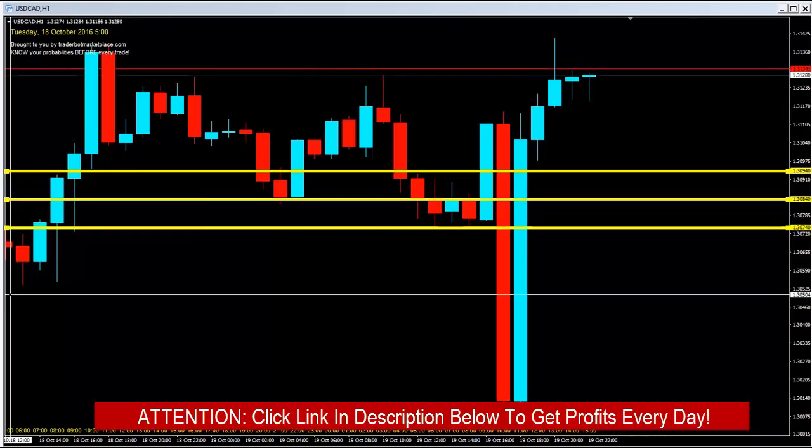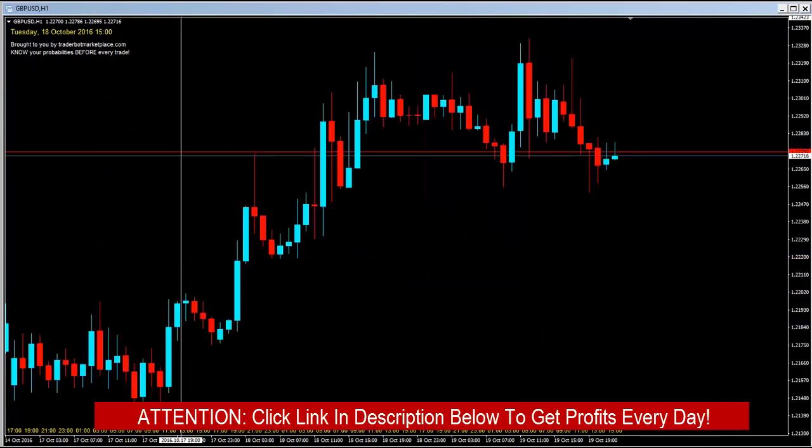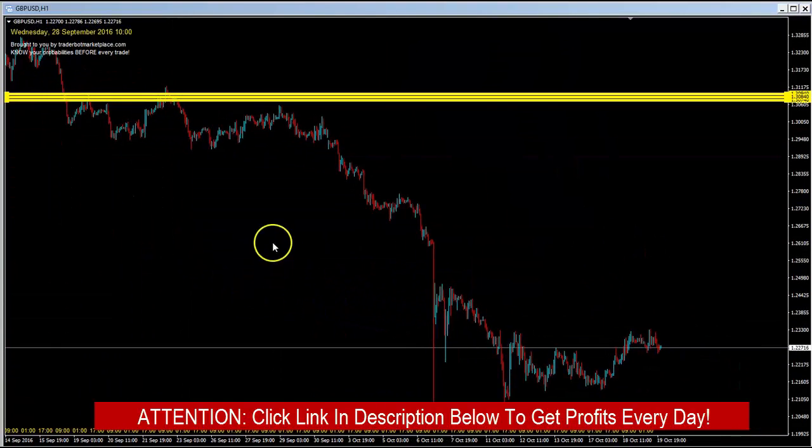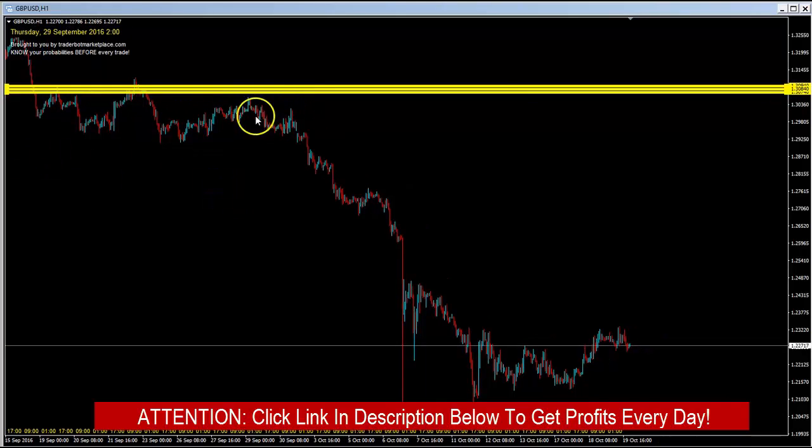Let's look at British pound, US dollar. What happened to this thing? Okay. Let's say you had bought some here, and then bought some here, and bought some here, and bought some here, and bought some here, and bought some here, and bought some here, and bought more, and bought more, and bought more. Come on. It's stupid. It doesn't work. Averaging down does not work, and it will blow your account.